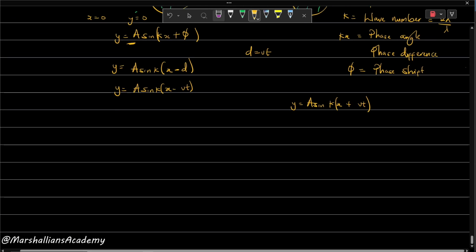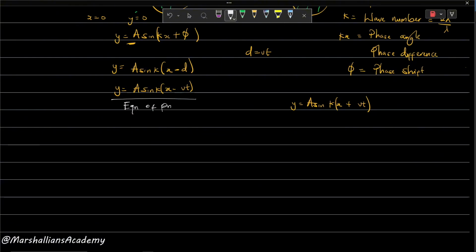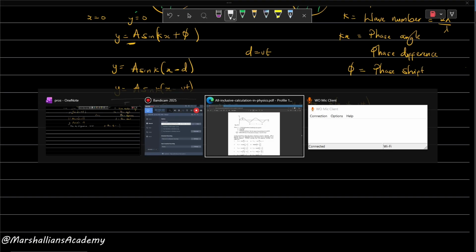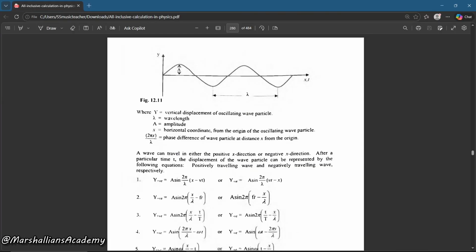So do me a favor, write this particular answer we've gotten as the equation of a progressive wave. Put it inside your formula notes, where you write only formulas. A sine k into bracket x minus vt. And if you check your textbooks, yes, we have that formula here. See it here: A sine k into bracket x minus vt.